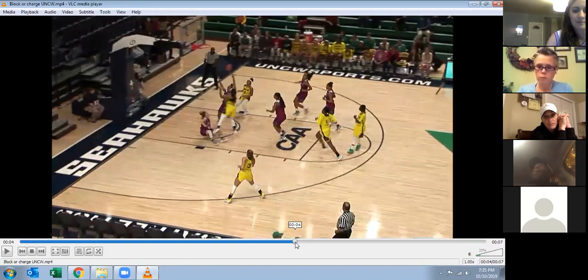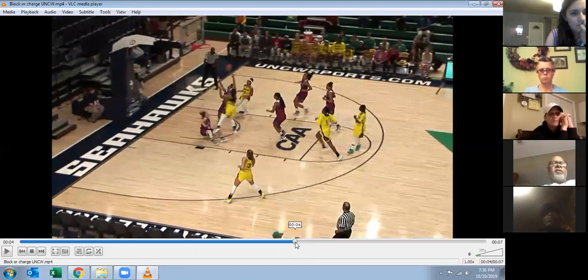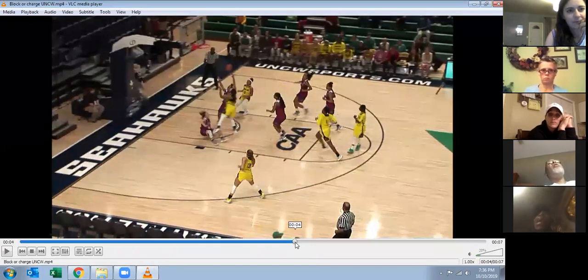Because was she legally established? No. Did she move into the path of the shooter, the ball handler, dribbler? Yes. By rule, yes, you can go ahead and get that. So now, what is one reason why you would put a whistle on this play as opposed to a no call? What's one reason? Body on the floor. Bodies on the floor. And the ball's involved, right? Yes.